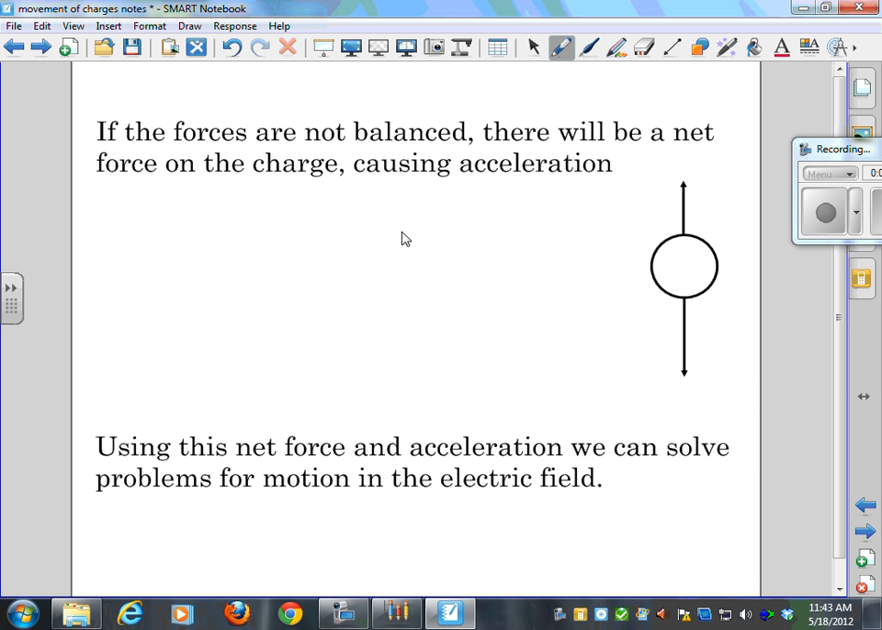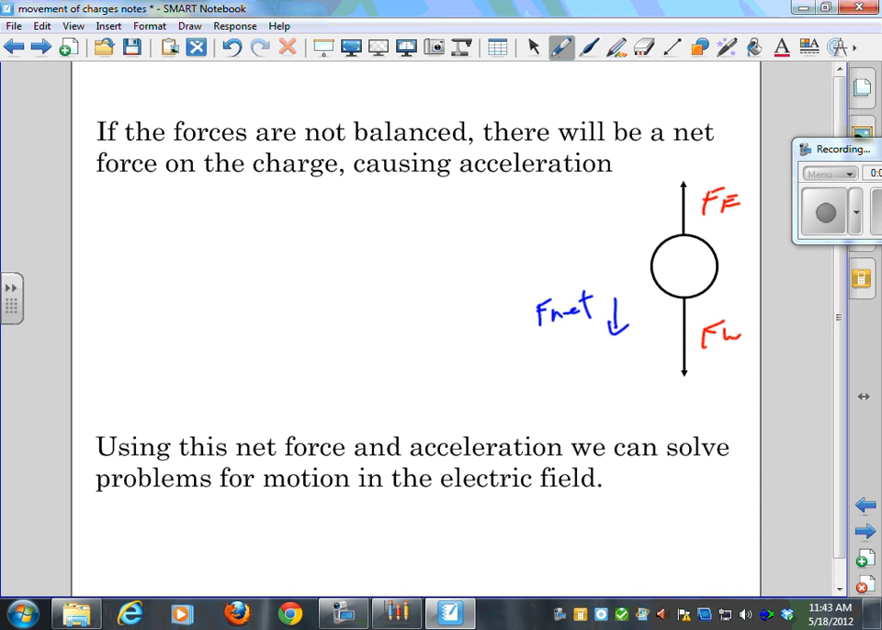If the forces are not balanced, there will be a net force on the charge causing the acceleration. So in this case here, I've got my electric force up. As you can see, it's the smaller one. And so my overall net force is going to be down. And it's going to fall. In fact, it's not going to accelerate at the standard 9.8 meters per second squared. It's going to fall at a smaller acceleration. It'd be like dropping a ball on the moon kind of thing. Right? Because there's a force upward.